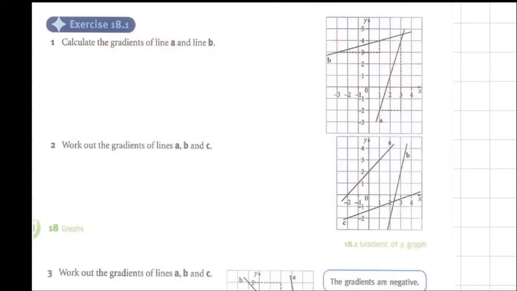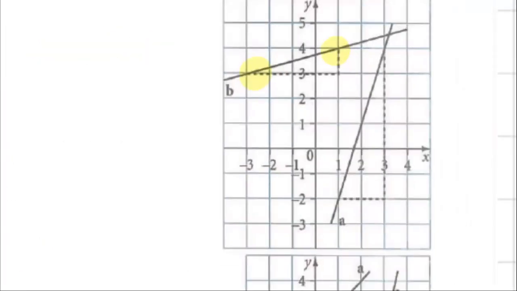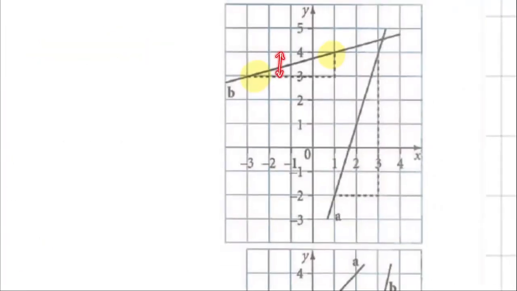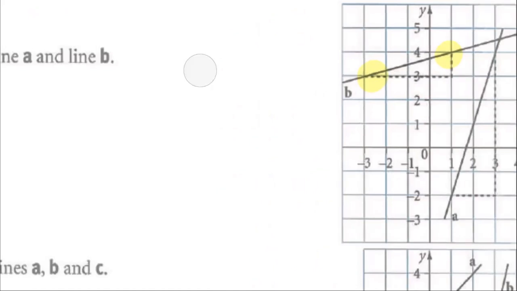So just pick 2 points if you want to. You can use the triangle method. Pick these 2 points, you can see how much higher did it go? How much higher? One unit. How much wider did it go? 1, 2, 3, 4 units. So up 1, right 4. So this is your gradient if you want to do it using your triangle method. This is for line B.